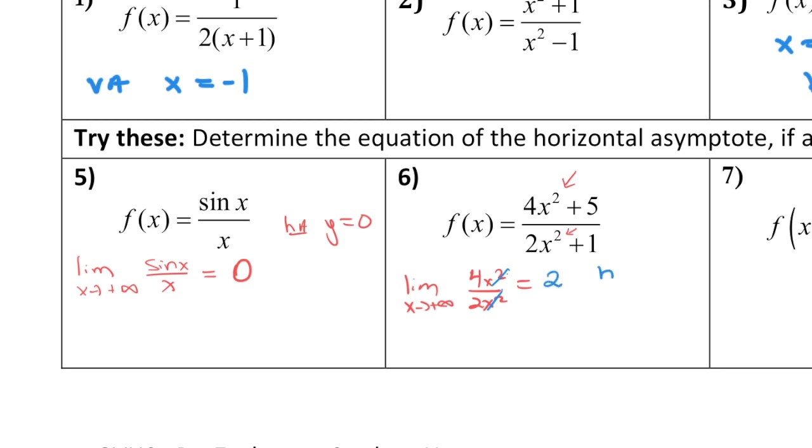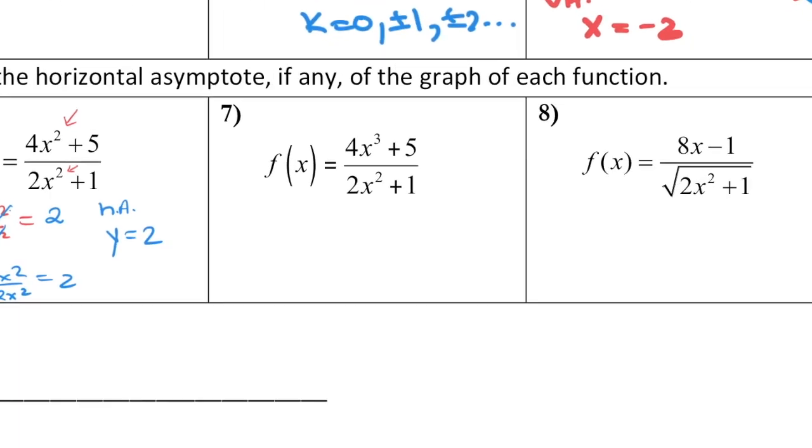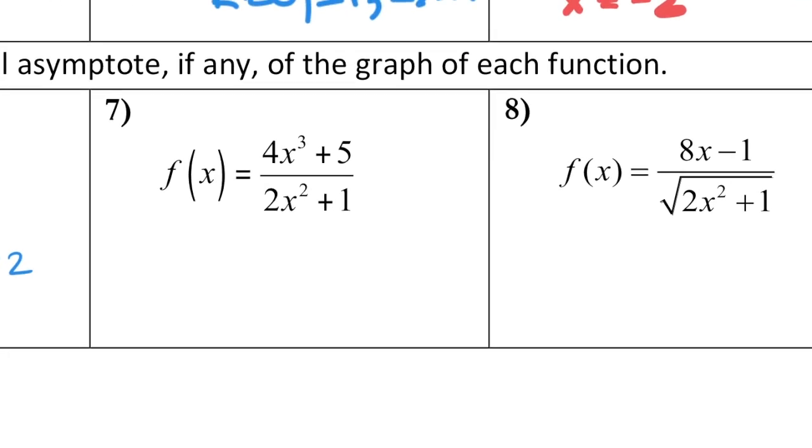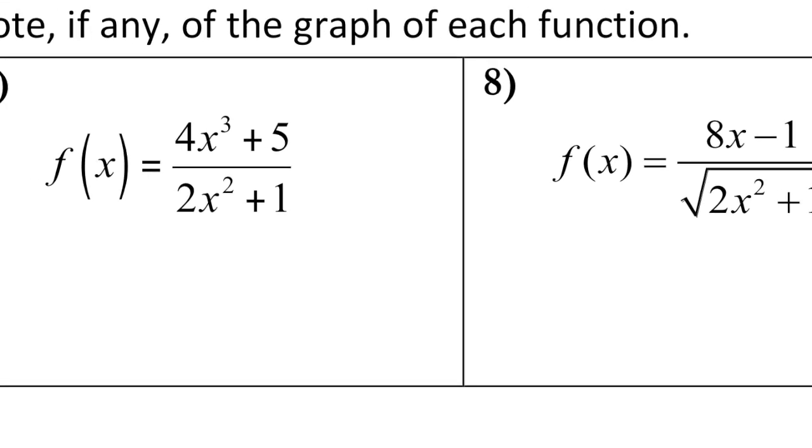So this has a horizontal asymptote at y equals 2. Similarly, if you took the limit as x goes to negative infinity, you still get your 4x squared over 2x squared, which will take us to positive 2. So in this problem, you do have a horizontal asymptote at y equals 2. You are not guaranteed to have that horizontal asymptote for both positive and negative infinity.